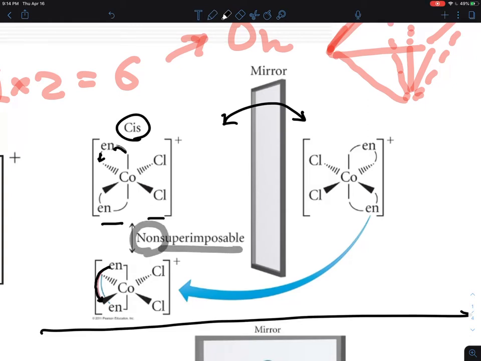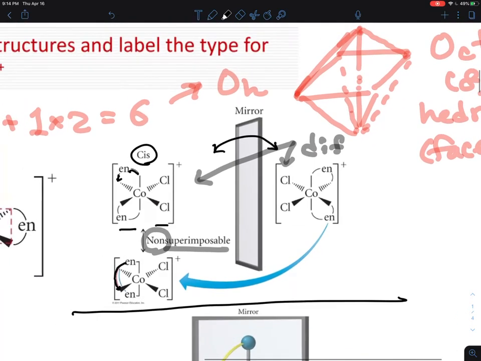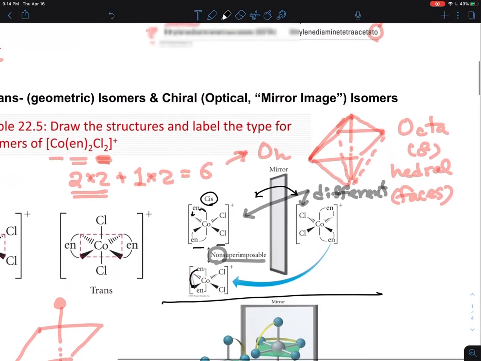So they are not superimposable. What that means is this molecule and this molecule are different. Okay, they are different. So that's why we call them isomers. And this one is, in a very naive sense, not many people say that, like a mirror, M-I-R-R-O-R, okay? They are mirror image isomers.